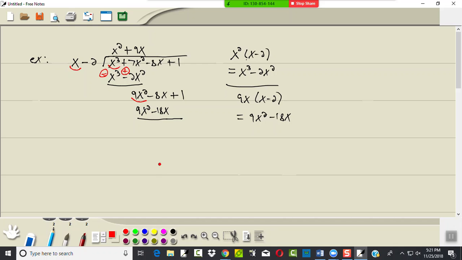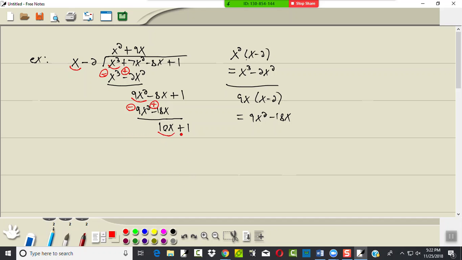But then we're going to subtract that line, so flip signs. So this becomes negative, this becomes positive. 9x squared minus 9x squared drops away. Negative 8x plus 18x gives us a positive 10x. And then I'll bring down the plus 1.